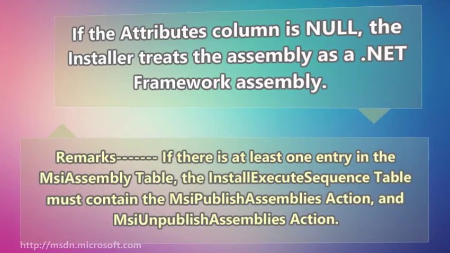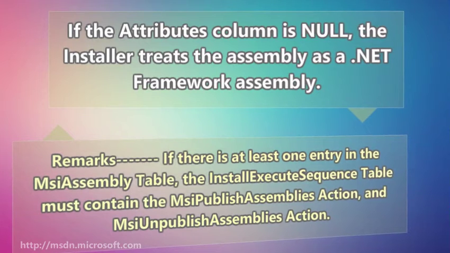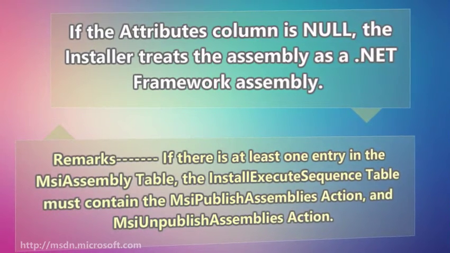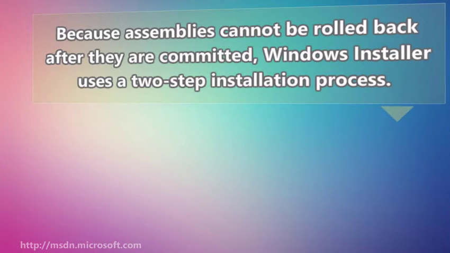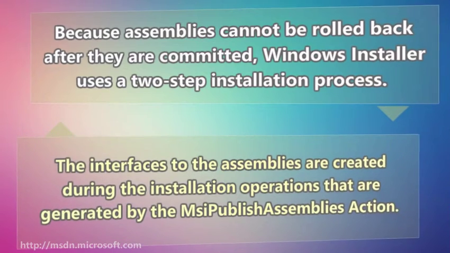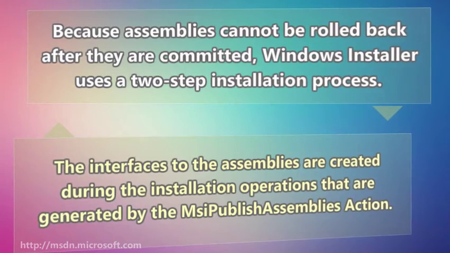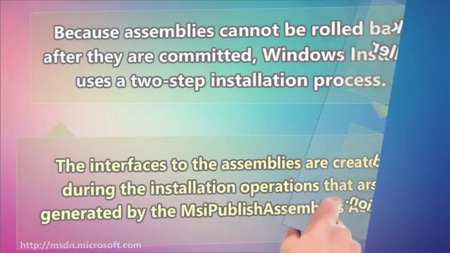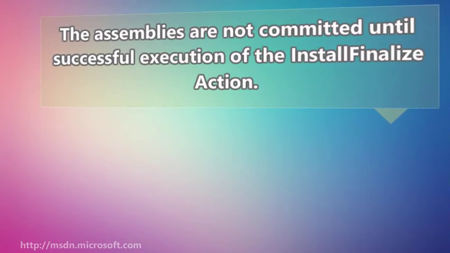Remarks: if there is at least one entry in the MsiAssembly table, the InstallExecuteSequence table must contain the MsiPublishAssemblies action and MsiUnpublishAssemblies action. Because assemblies cannot be rolled back after they are committed, Windows Installer uses a two-step installation process. The interfaces to the assemblies are created during the installation operations that are generated by the MsiPublishAssemblies action. The assemblies are not committed until successful execution of the InstallFinalize action.